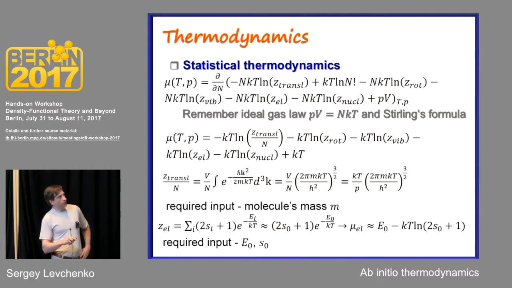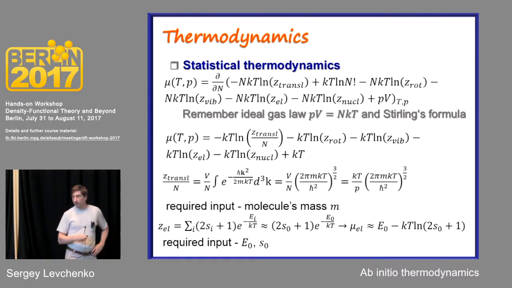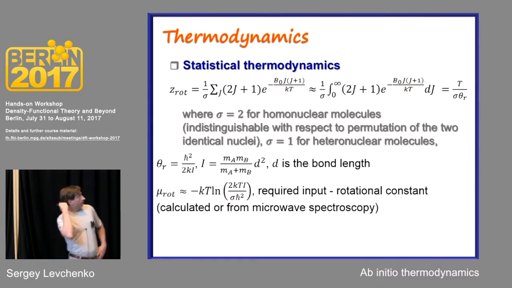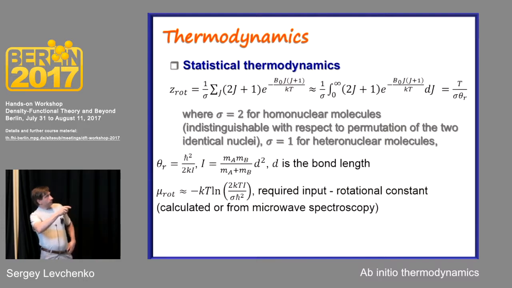And the corresponding contribution to the chemical potential is given by this formula. What we need to know is the energy of the electronic state and the spin of the molecule. So the rotational degrees of freedom are expressed in this way. And here again, we have an important factor. So we sum over the rotational quantum numbers. But we have also this factor, which is equal to 2 for homonuclear molecules and 1 for heteronuclear molecules.